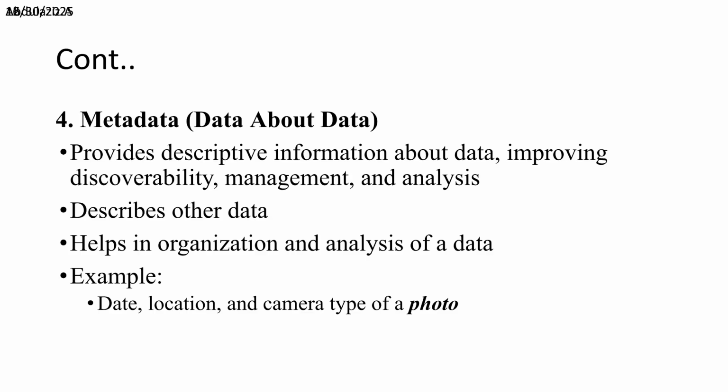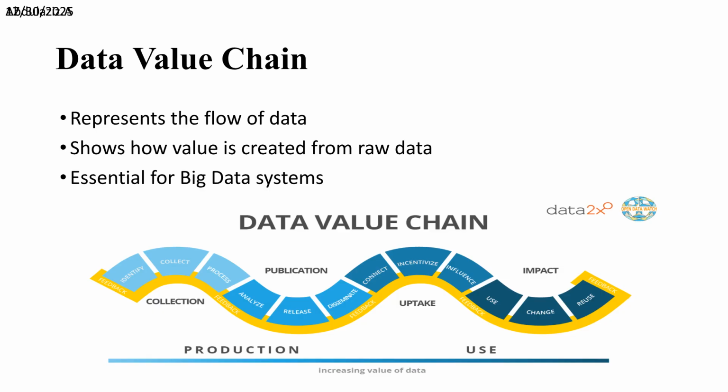Continuing our discussion on data types, metadata is data about data. It provides descriptive information that improves discoverability, management, and analysis. An example is the date, location, and camera type embedded in a photo file. The data value chain represents the flow of data and shows how value is created from raw data. This process is essential for big data systems to convert collected data into useful insights.